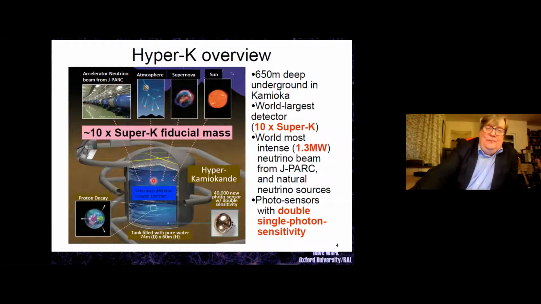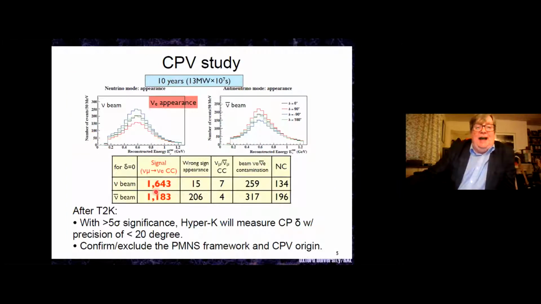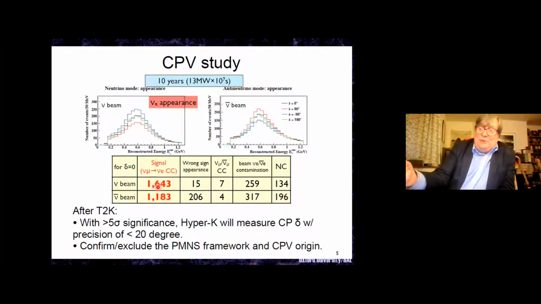And when we look for CP violation now, we will have thousands of events, not a few hundred. And so we will get very clean signatures of the difference between neutrinos and antineutrinos. And we will see a difference or not, depending upon whether our central value is right or NOVA's central value is right.